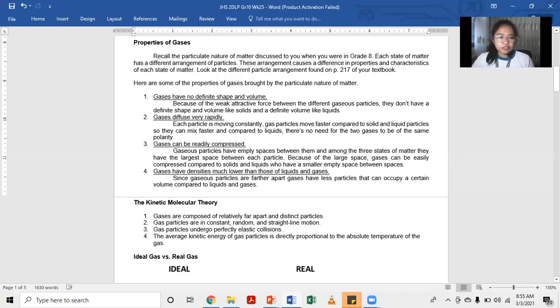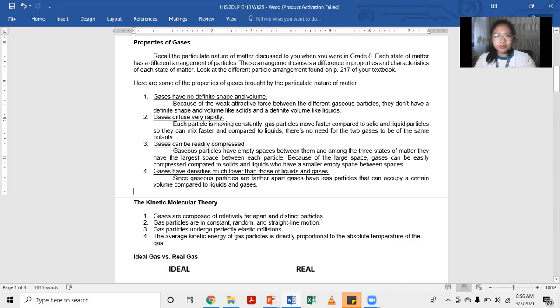Next, gases can be readily compressed. Dahil nga hiwa-hiwalay sila, pwede silang makompress kasi may empty space sa gitna nila. That's why kayang-kaya natin i-compress ang gases natin. And lastly, gases have densities much lower than those of liquids and solids. Again, the reason for this is the large empty space between the particles of gas. That's why they have low densities.